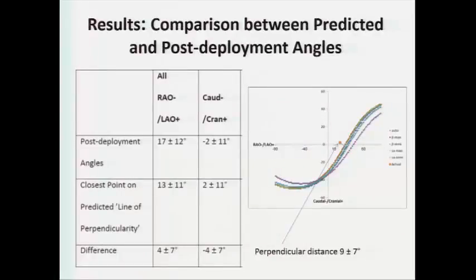Our results, in comparing between predicted and post-deployment angles: firstly, the post-deployment angles on average were LAO 17 and caudal 2. The closest point on the line of perpendicularity averaged LAO 13 and cranial 2, which means there's an average difference of 4 degrees in LAO direction and 4 degrees in craniocaudal direction, with the perpendicular distance being approximately 9 degrees.